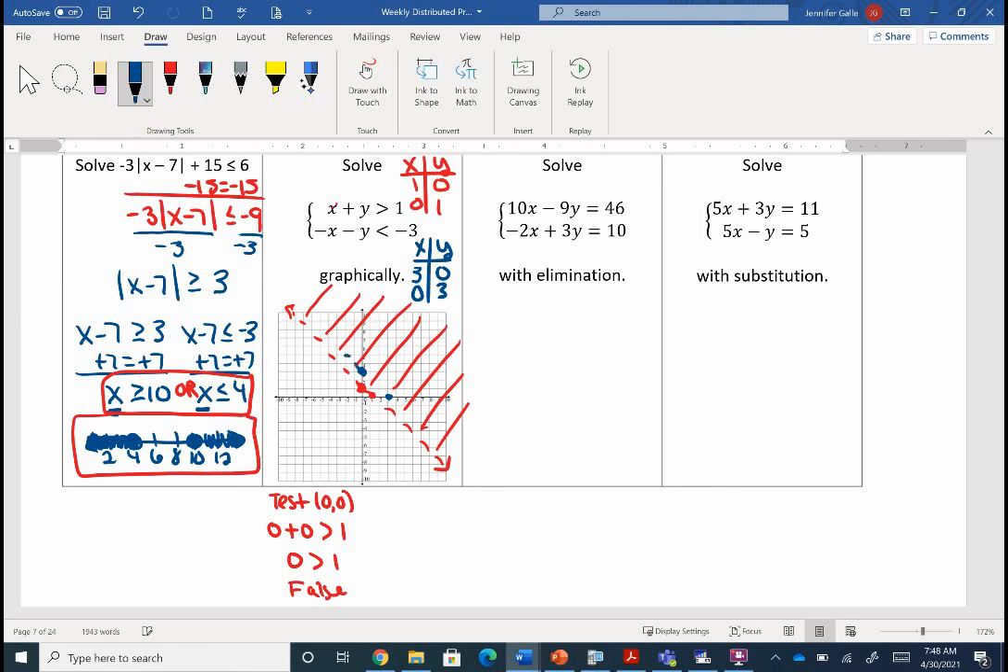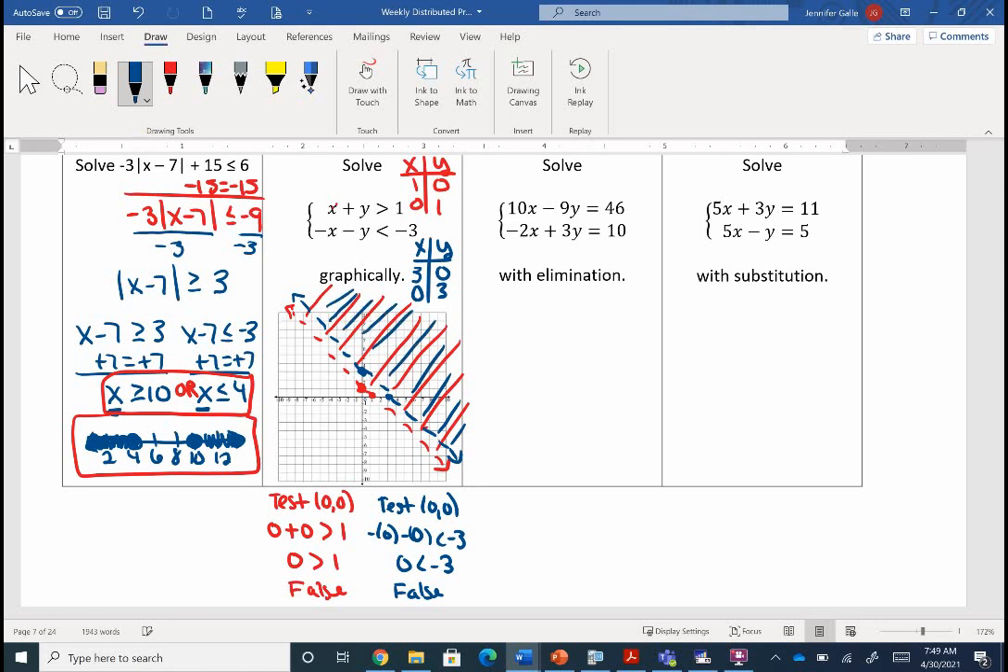And again, we're going to have a dotted line on there. So now let's test our point of 0, 0. So we have negative 0 minus 0. Is that less than or equal to negative 3? So is 0 less than negative 3? No, it's not. So once again, I'm going to shade away from 0, 0, so that top side of the line.